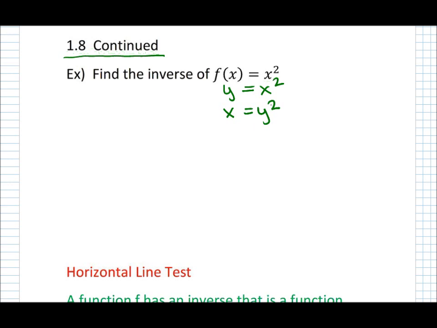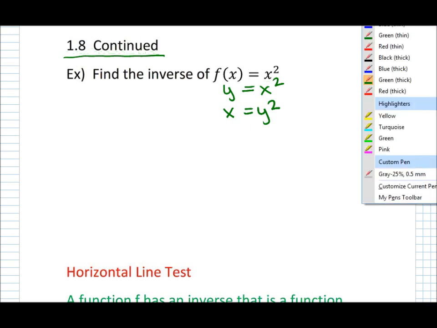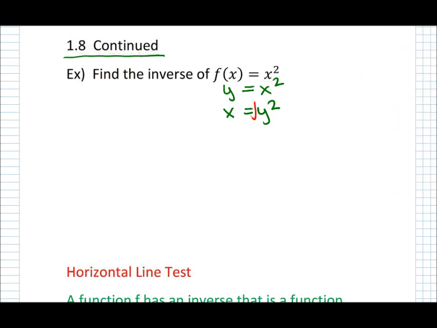And notice here, when we solve for y, we're going to have to take the square root of both sides. And remember, when you take the square root of both sides here, you got to put a plus or minus on the side that's not squared. So you have plus or minus the square root of x equals y.